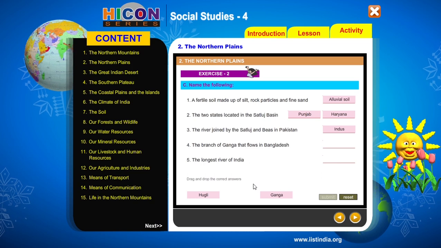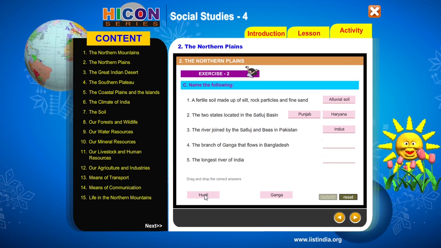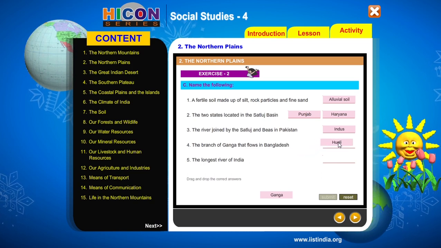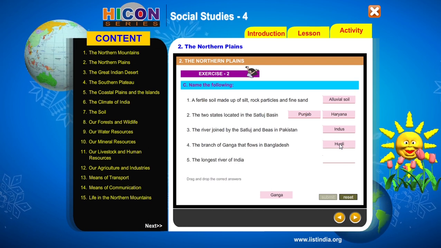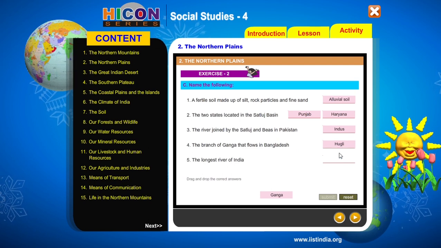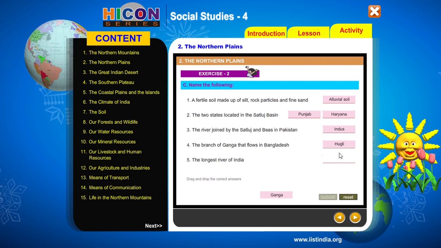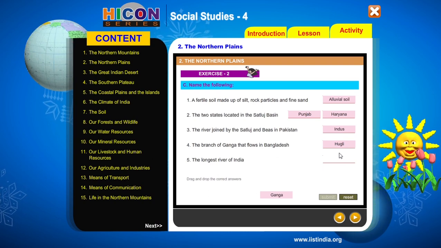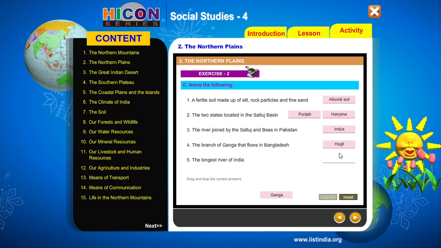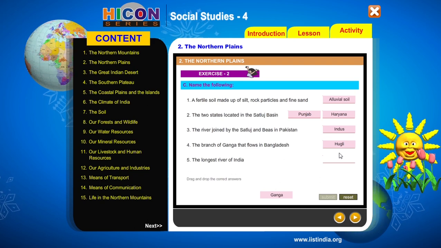Actually, it's a wrong option. Okay, we'll keep it there, but the answer is Padma because Hooghly is the branch of river Ganga that flows in India. Kolkata is located on the banks of Hooghly, and Padma is a branch of Ganga that flows into Bangladesh.